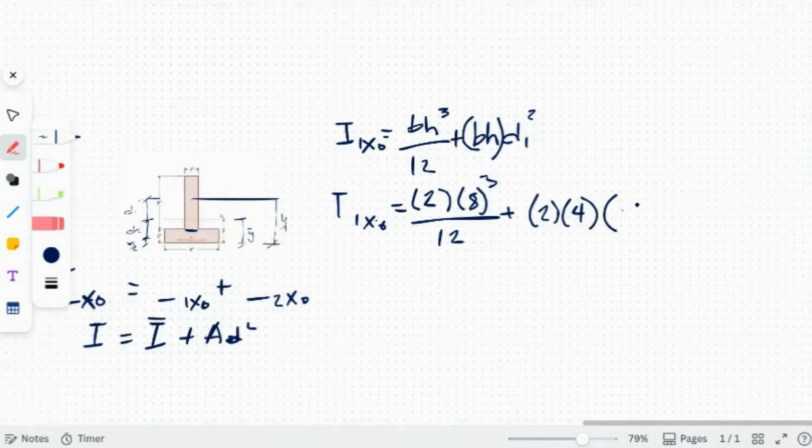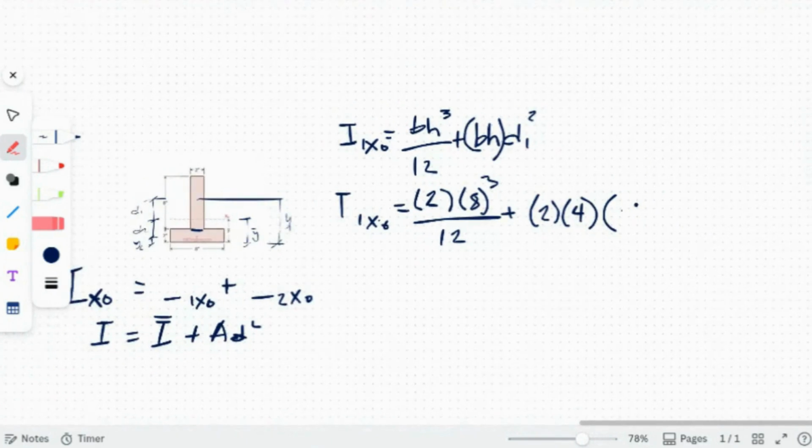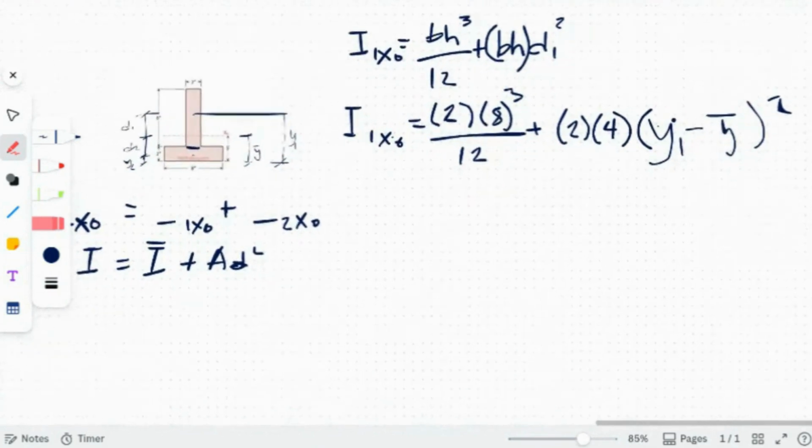How do we solve for D1? D1 is actually equal to Y1 minus Y bar. So let's just keep it there for a moment. Let's proceed to our next equation, Ix2.